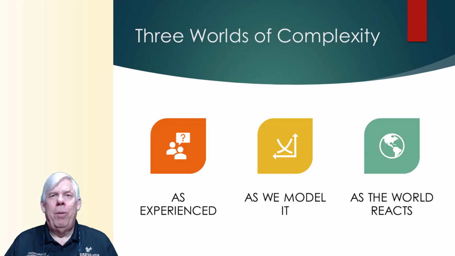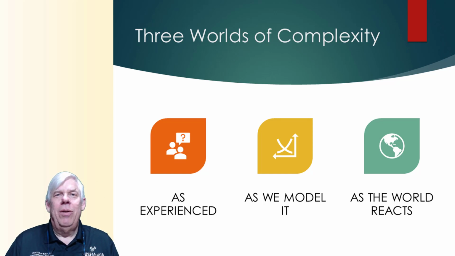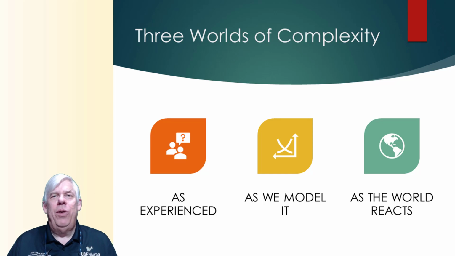Philosopher Karl Popper introduced the concept of 3 worlds: the world as we experience it, the world as we represent it in symbols, and the real world. It turns out that these worlds are a good way of thinking about the different types of complexity. So we're going to look at complexity as it's experienced, complexity as it's related symbolically, and finally complexity of the real world and how the world reacts to what we do.